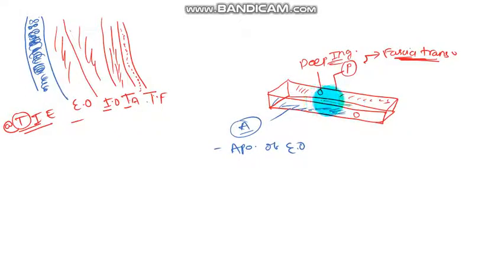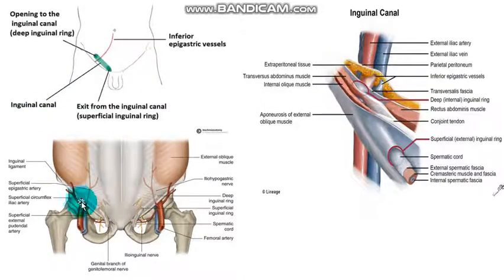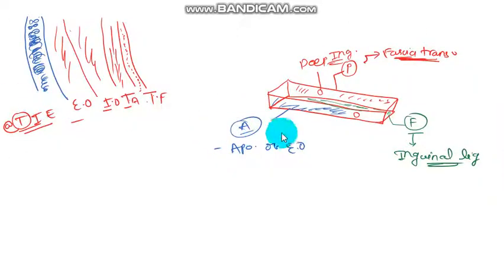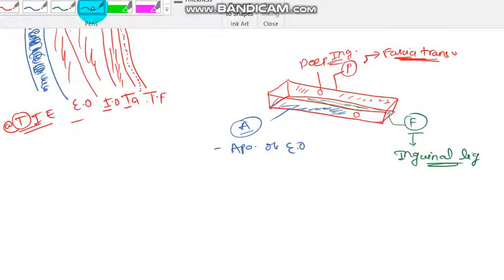This is the floor of the inguinal canal, which is formed by the inguinal ligament, and we can see here in the diagram as well, this is the inguinal ligament passing to the floor of the inguinal canal. So this becomes the floor. Now let's see about the roof of the inguinal canal, which is formed by the, so this one is the roof of it.